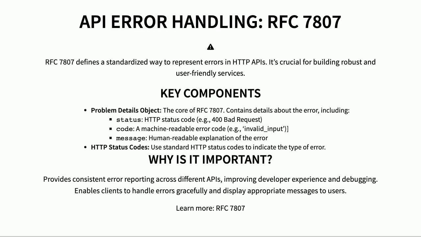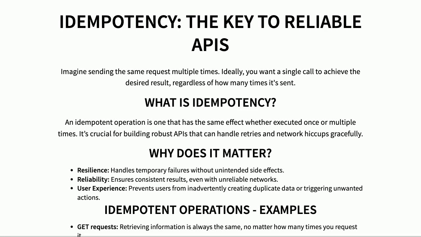Okay, let's talk about how APIs handle errors. RFC 7807 is a really important document for API developers. It's essentially a standard way to tell clients when something goes wrong. The core of it is called the problem details object. This object contains key information like the HTTP status code, that familiar 400 or 500, for example, a more specific error code that's machine readable, and a clear message explaining what happened to the user. Using this standard makes APIs much easier to work with, improves debugging, and allows your clients to react intelligently to errors.